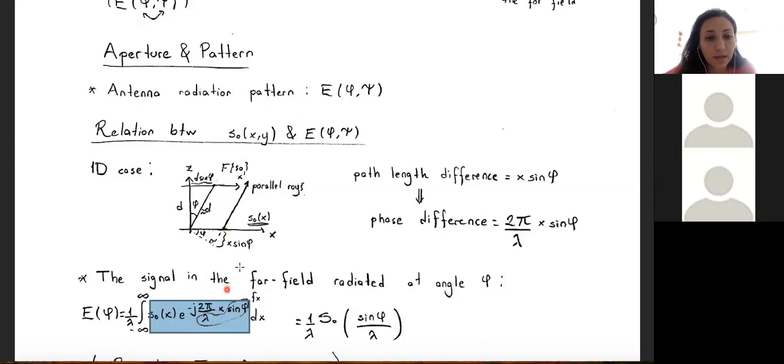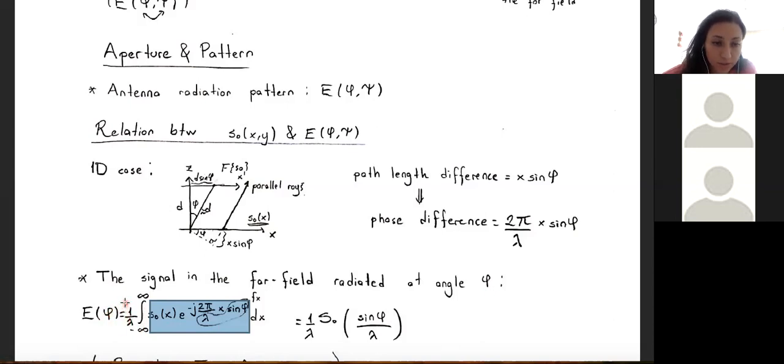Now we want to find the radiation pattern at angle phi coming from all positions x, due to all positions in x. So we need to integrate this with respect to x from minus infinity to plus infinity. That's going to be our antenna radiation pattern expression, or basically what we will observe in the far field at angle phi.